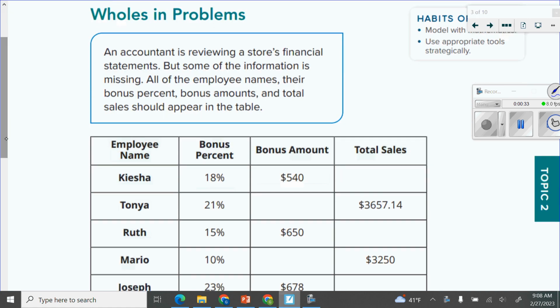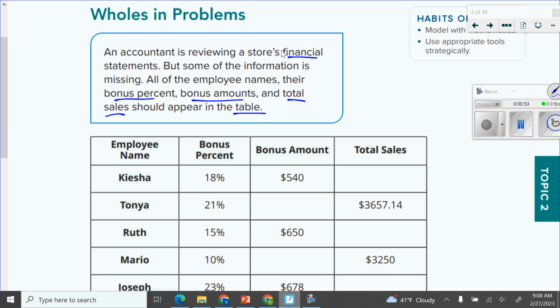On this one, an accountant is reviewing a store's financial statements. Some of the information is missing. All of the employee names, their bonus percent, the bonus amounts and total sales should appear in the table, but some of it is missing. So we're going to need you guys to go about filling it in.